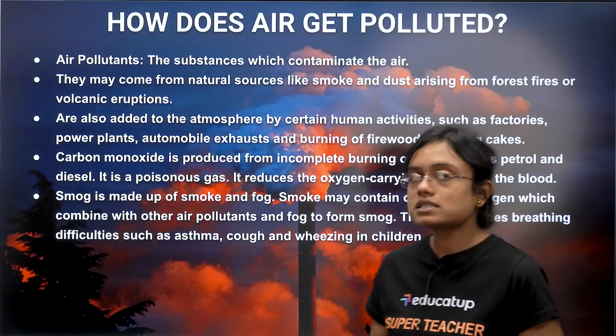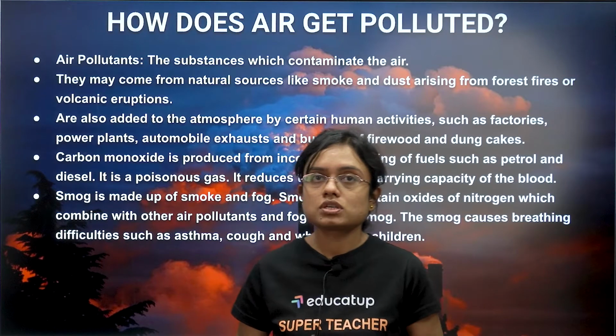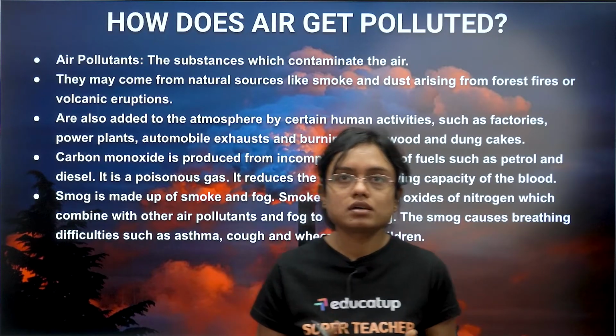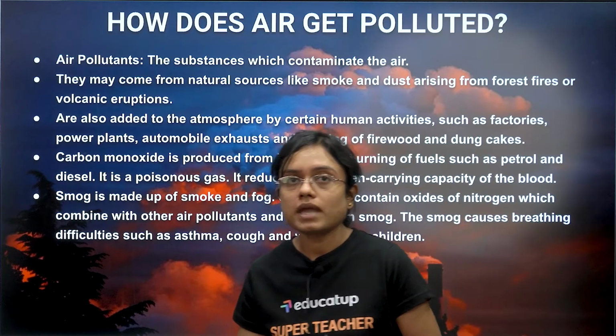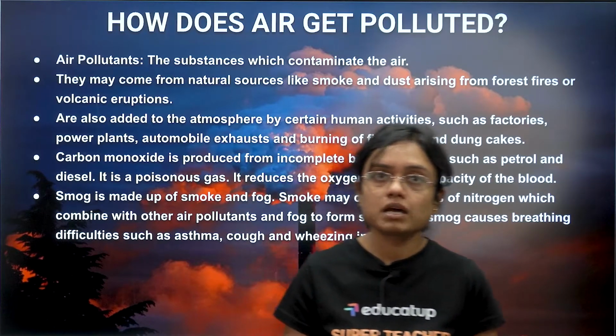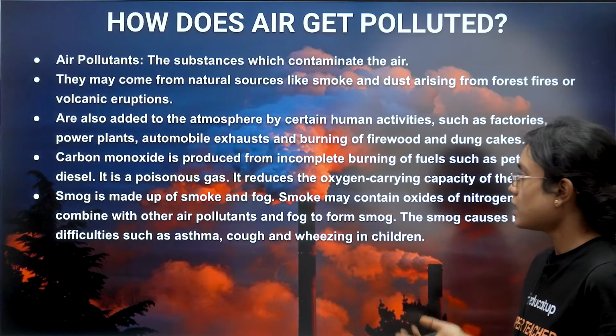Now, how does air get polluted? The contaminants or the substances which cause air pollution can enter the air through natural sources like smoke and dust arising from forest fires or volcanic eruptions. They can also be added to the atmosphere by certain human activities such as factories, power plants, automobile exhausts, and burning of firewood and dung cakes.